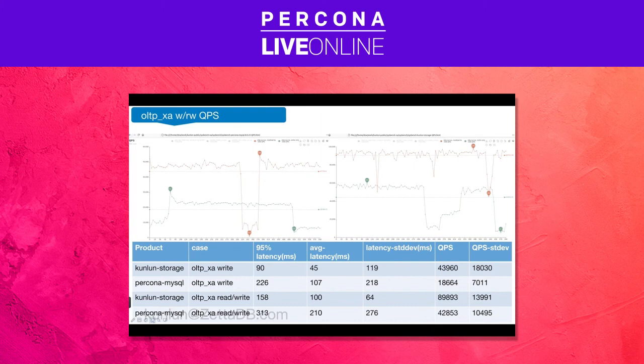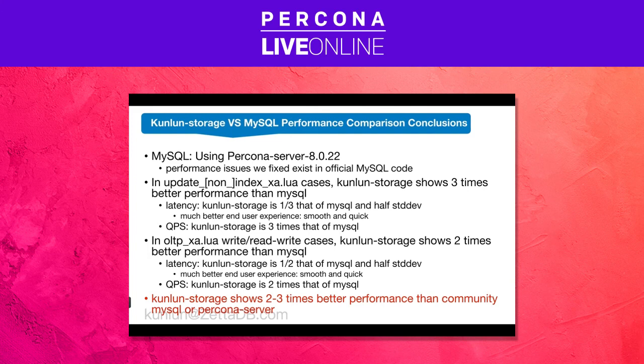You can see the latency of Kunlun storage is half of MySQL's, and the standard deviation of Kunlun storage is half of MySQL's, which means a much better end-user experience. The system will be smoother and quicker when responding to client requests. And we can see that the QPS of Kunlun storage is 2 times that of MySQL for the 2 test cases. So we can conclude that Kunlun storage shows 2 to 3 times better performance than community MySQL or Percona server 8.0.22.